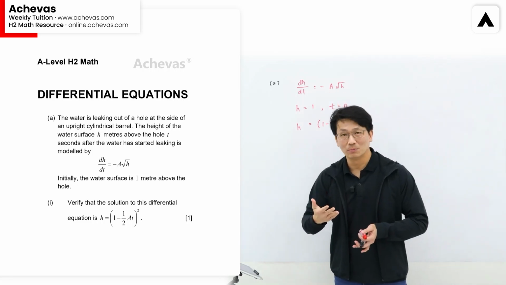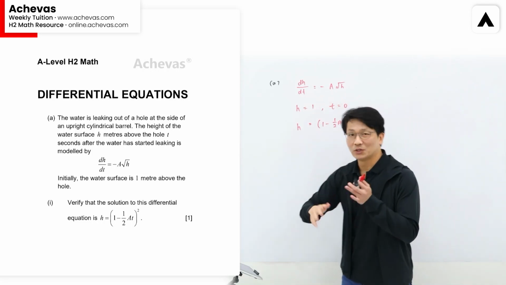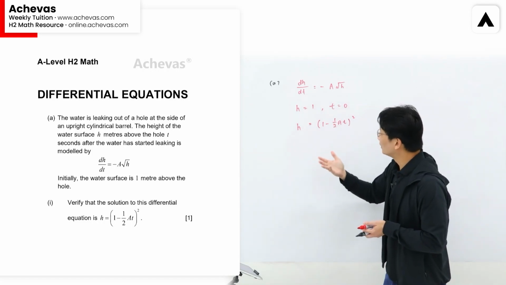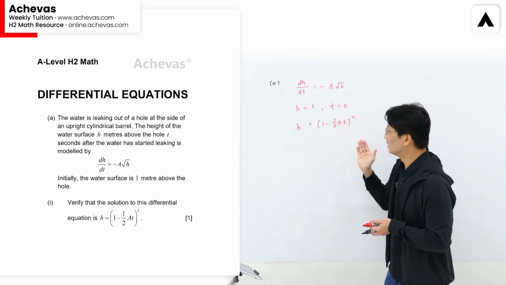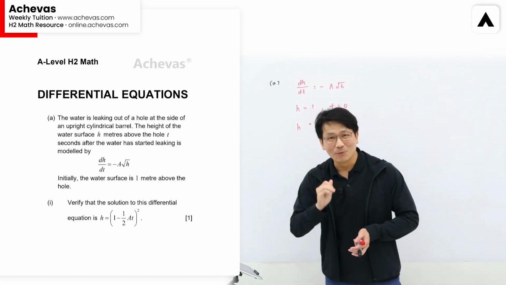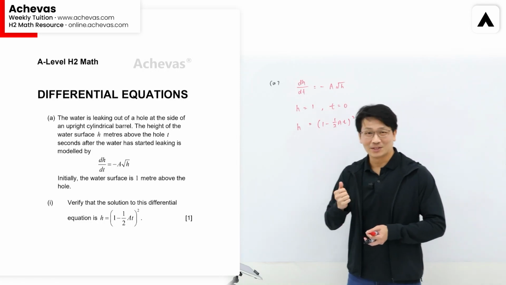My first impression when I read this question is, probably I might need to solve this using variable separable. That means to bring this square root h to the left hand side, then we will just integrate both sides with respect to time. And hopefully after solving this equation, we should be able to get this particular general solution. But let's pause for a moment. Actually, do we really need to solve this using variable separable?